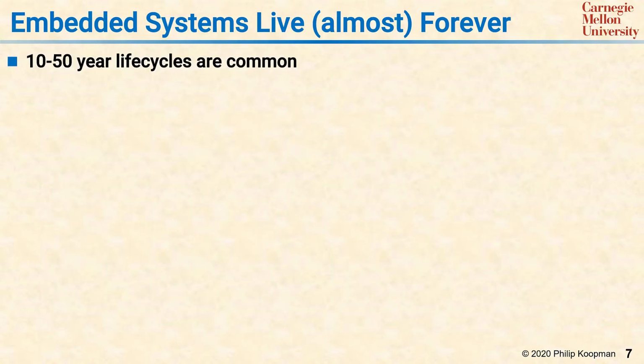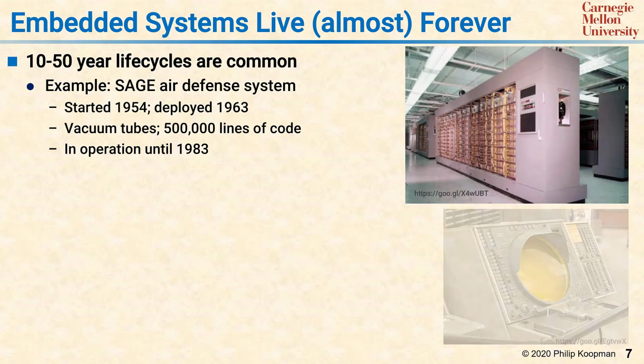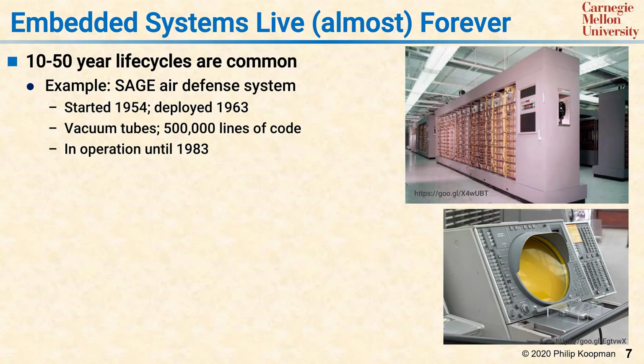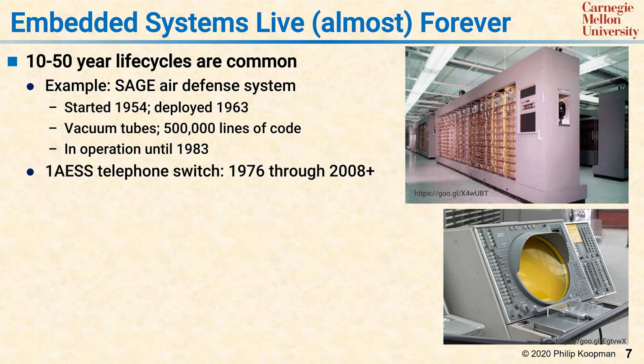Once you've gotten configuration management and version control handled, you have to also deal with the fact that embedded systems live almost forever, at least some of them. 10 to 50-year life cycles are surprisingly common for embedded systems. As an example, the Sage air defense system, which was built with vacuum tubes, started in 1954, deployed in 1963, had 500,000 lines of code, and operated for another 20 years. The 1A ESS telephone switch, which was a computerized telephone switch, operated from 1976 through at least 2008. And there might still be one kicking around in some small phone company someplace for all we know.